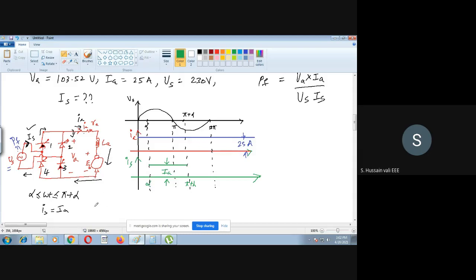What is the situation for the next one, that is from pi plus alpha less than or equal to omega t less than or equal to 2 pi plus alpha? So next to 180 degrees, what is the value? Next to 180 degrees, which thyristors will conduct? If you observe carefully, then you will understand yourself.